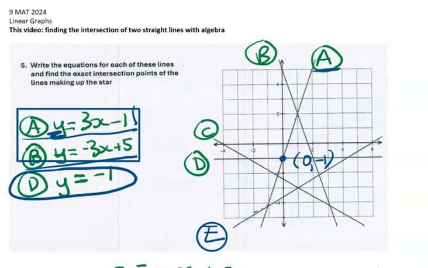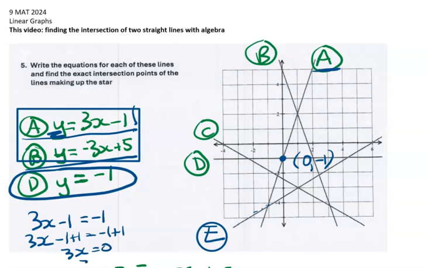Now let's see how we get there with algebra. We have 3x minus 1 is equal to -1. That means that if I add 1 to both sides, I get 3x minus 1 plus 1 equals -1 plus 1. 3x is equal to 0. Divide both sides by 3, and x is still equal to 0. X is equal to 0, and we know that y has to equal -1. So the coordinates of the meeting point for those two are 0, -1.